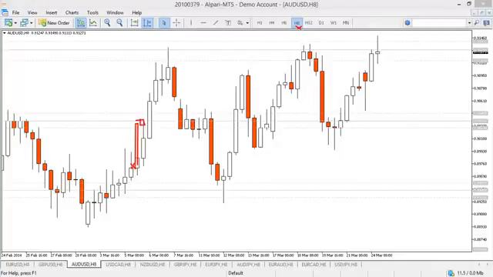Do I think built-in indicators are useless? No, they're just not useful to me.